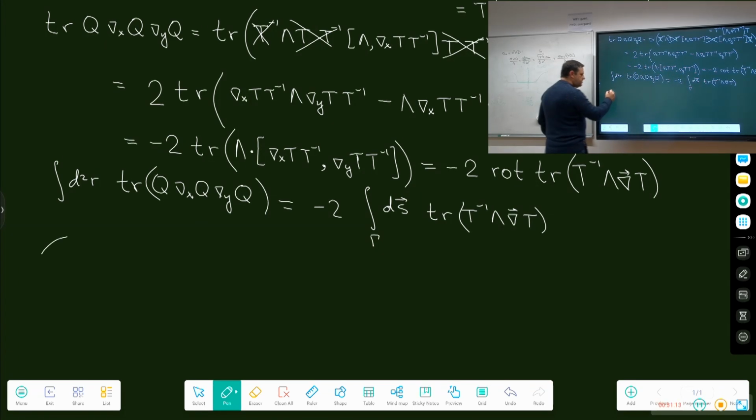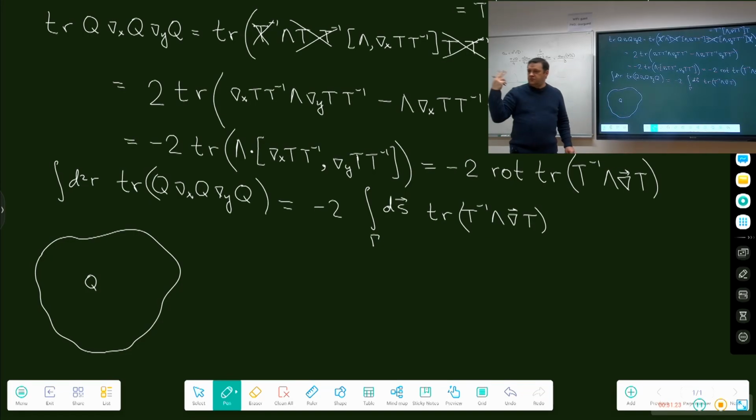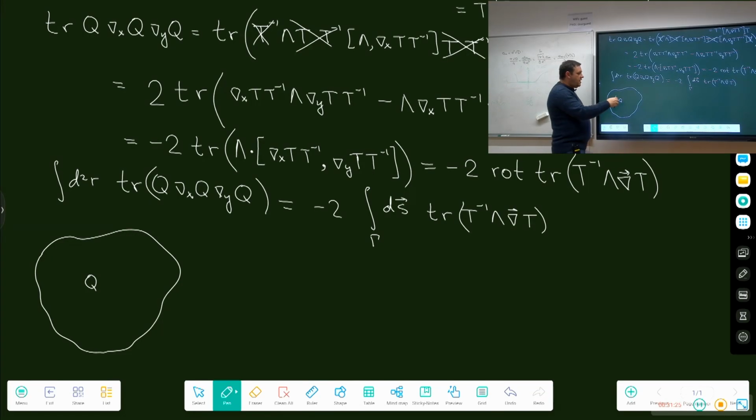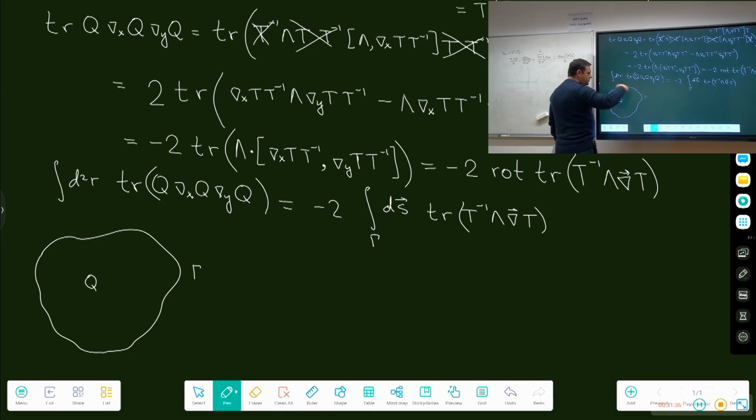Yep, you have a two-dimensional sample. This is our sample. And we had some Q matrix which lives inside and is defined at every point. It's the function of two-dimensional coordinate. And then it turns out that the integral of this combination of Q over the whole area equals an integral that goes only around the boundary in a certain direction.